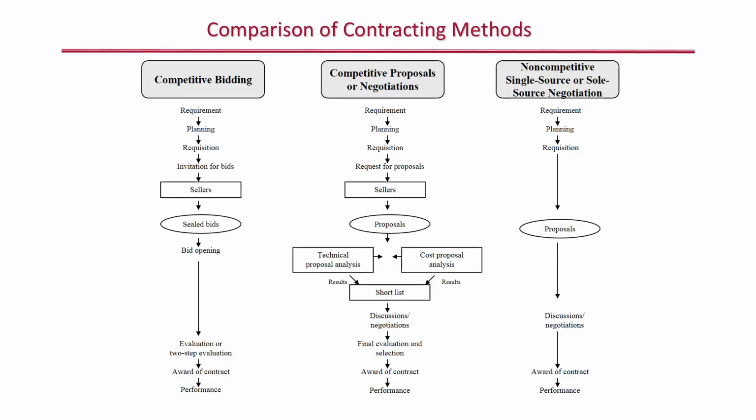So we've talked about various contracting methods, whether it's RFP, request for proposals, RFI, request for information, invitation for bids, sealed bids in the earlier slides. The book provides a really good graphic of comparing these various contracting methods. When you look at competitive bidding, you can think about sealed bids. In the government contracting world, that's Federal Acquisition Regulations Part 14, or competitive proposals or negotiations, which is FAR Part 15. And then we also touched on non-competitive, which is single source or sole source negotiation.